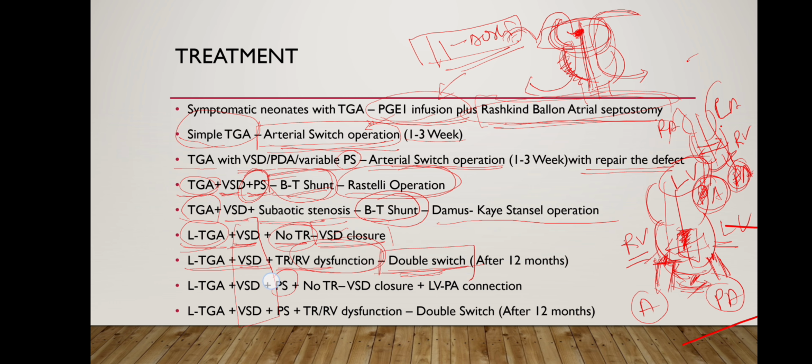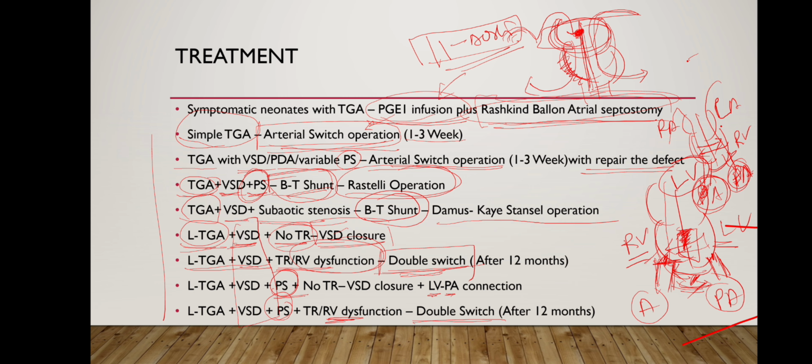If there is pulmonary stenosis, then we have to increase the blood connection to the pulmonary artery. So we have to do a left ventricle to pulmonary artery connection. And if there is pulmonary stenosis along with RV dysfunction, then we have to do the double switch operation. So this is the treatment protocol of TGA.